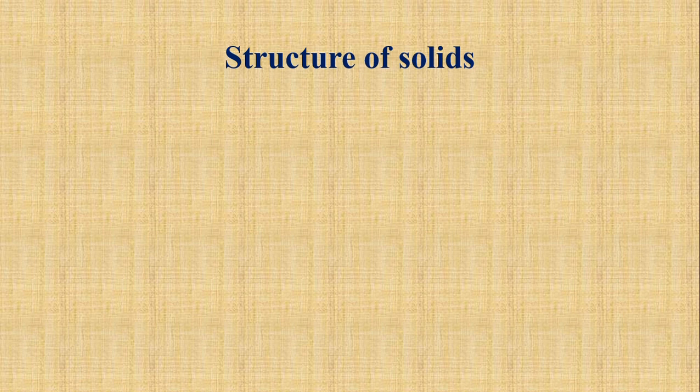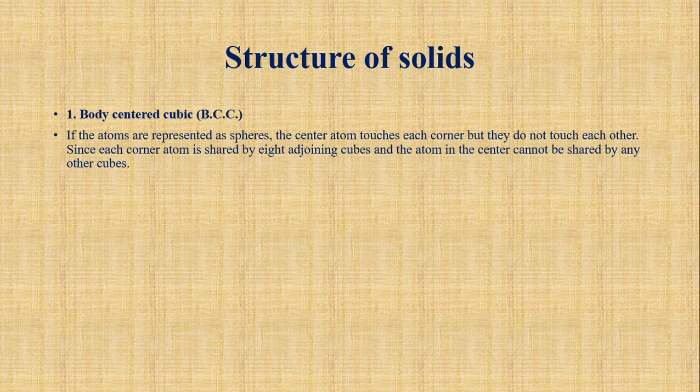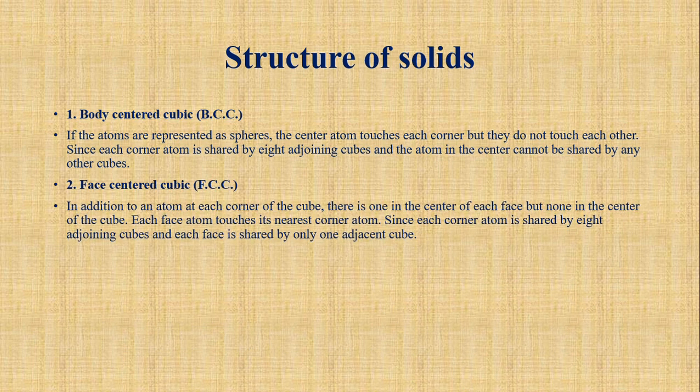Structure of solids. First, body centered cubic structure. If the atoms are represented as spheres, the center atom touches each corner, but the corner atoms do not touch each other. Each corner atom is shared by 8 adjoining cubes, and the atom in the center cannot be shared by any other cubes.